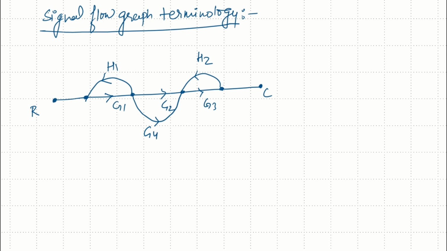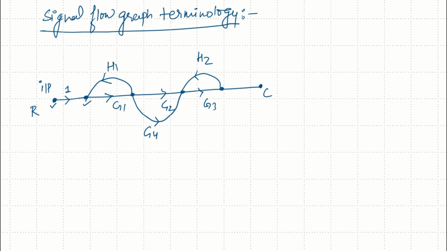To understand the signal flow graph terminology, first of all, the system variables are represented by nodes, as already discussed. The input node is the node which only has outgoing branches. There are no incoming branches in the input node. Here no gain is given, so we'll assume that the gain between this node and the next node is 1.